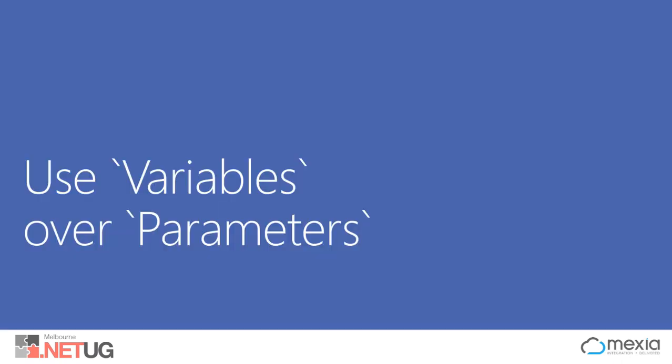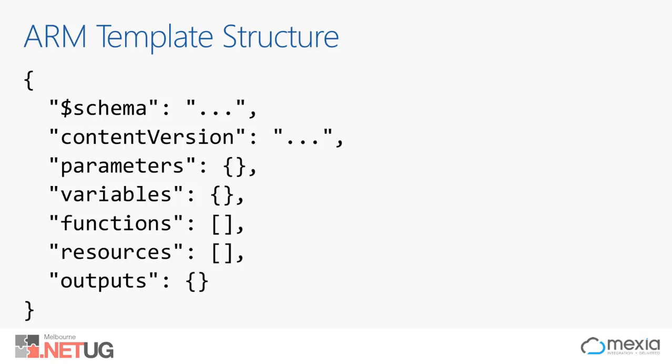But another part of writing an ARM template is about the relationship between variables and parameters. So this is some basic ARM template structure. It has 5 different sections, which are parameters, variables, functions, resources, and outputs. The resources section is the only mandatory field, and the other ones are all optional.